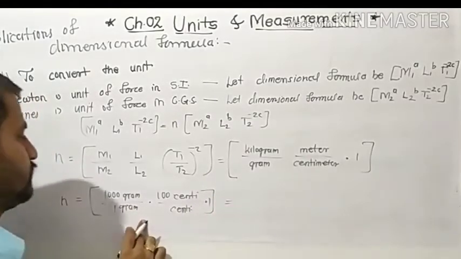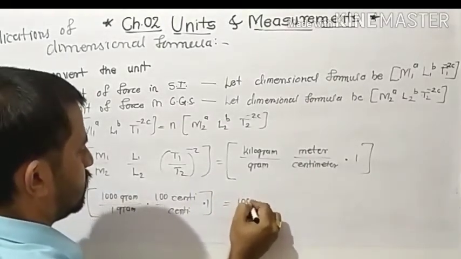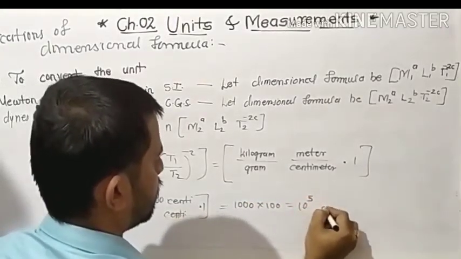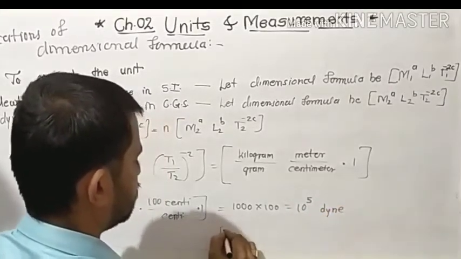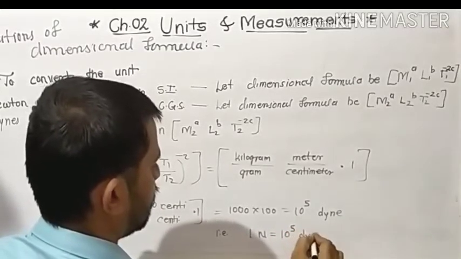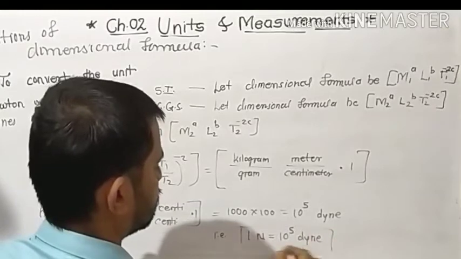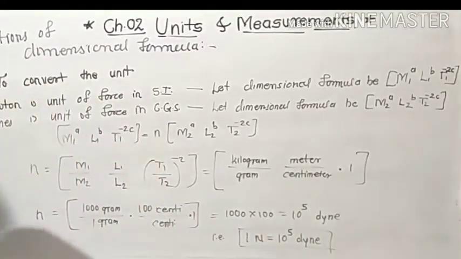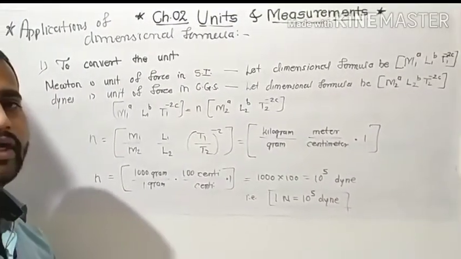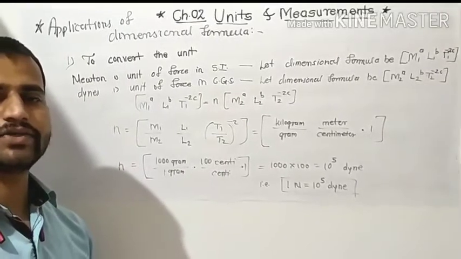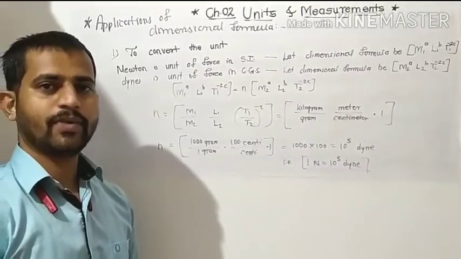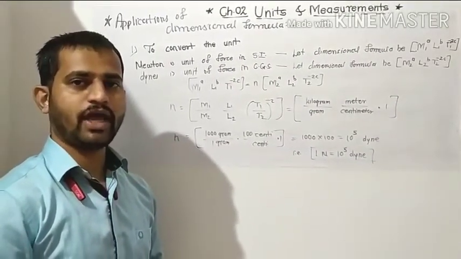So it will become 100,000 into 100, that is 10 raised to 5 dyne. That is, 1 Newton is equal to 10 raised to 5 dyne. So like this we can convert any unit into any other system by using the dimensional formula. So you get the idea about this first application.